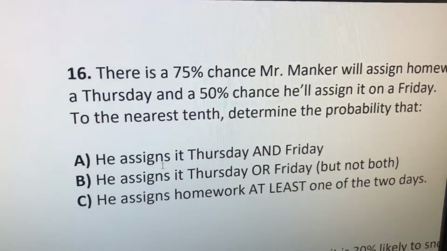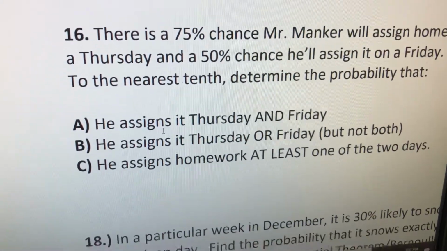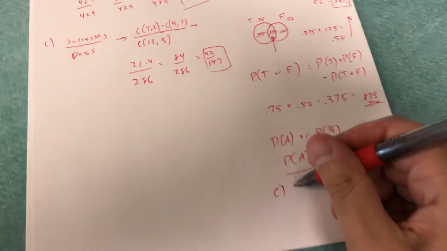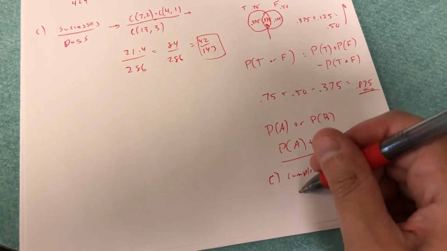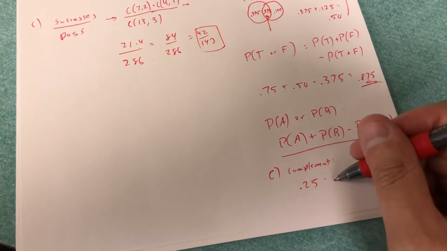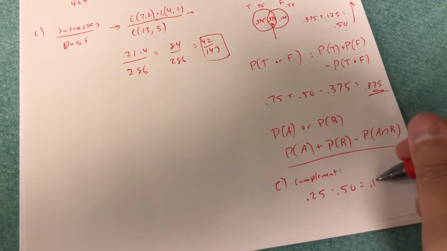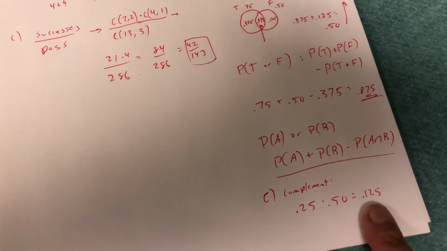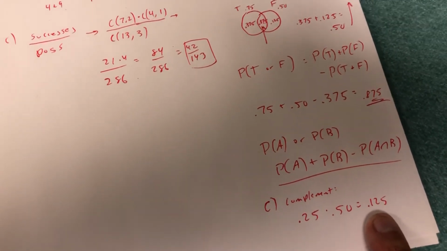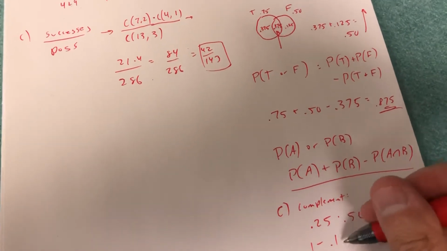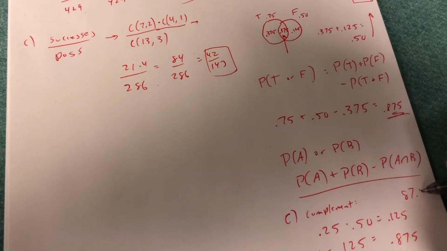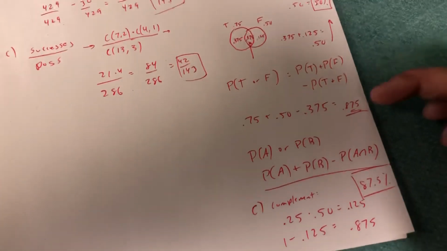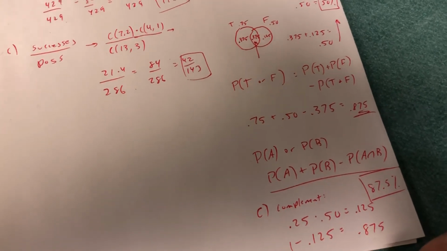Now, you could also do the complement. You could say, well, what's the opposite of assigning at least one of 2 days? That would be to assign neither of the days. Okay, so it is a good complement one, and we'll see we get the same answer. So that would be no homework Thursday, which is 0.25, and no homework Friday, which is 0.50, which is 0.125. So that's the probability that you have no homework at all. So the probability that you have homework at least one of the 2 days would be 1 minus 0.125, which in fact is 0.875, which is really 87.5%, which is the same thing we got up here, approaching it from a little different perspective. So lots of ways you can do that.